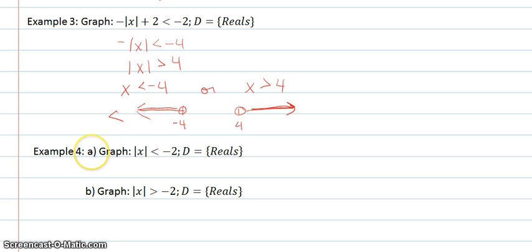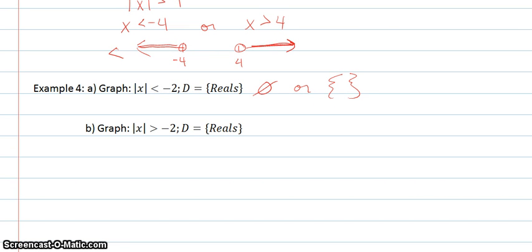Then on example 4, we've got two special cases here. So in the first one, the absolute value of x is less than negative 2, and our domain is the real numbers. Well, because that's an absolute value, you're never going to get a number that's less than a negative number. So this ends up as no solution or an empty set, because you're never going to have a negative number come out of that absolute value. So it's always going to be greater than a negative number.